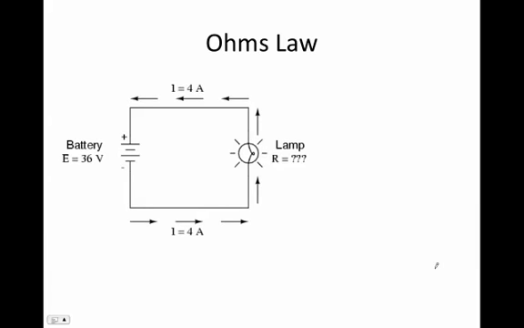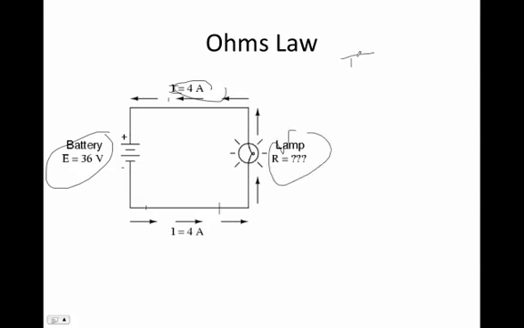Let's try another one. Here's another circuit. We have a 36-volt battery. We find out that the current, I, is 4 amps. Remember, in series, it doesn't matter where we measure. We could take it here, here, anywhere. The current's always the same in a series circuit like this. But we don't know R.